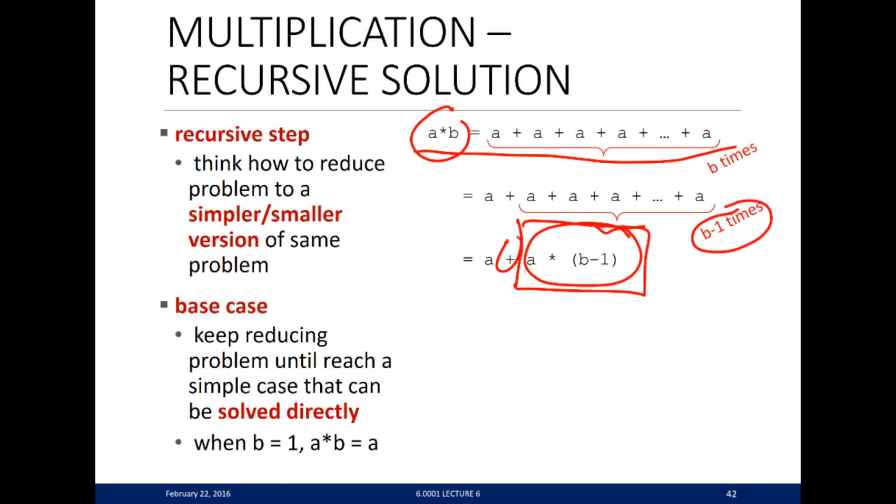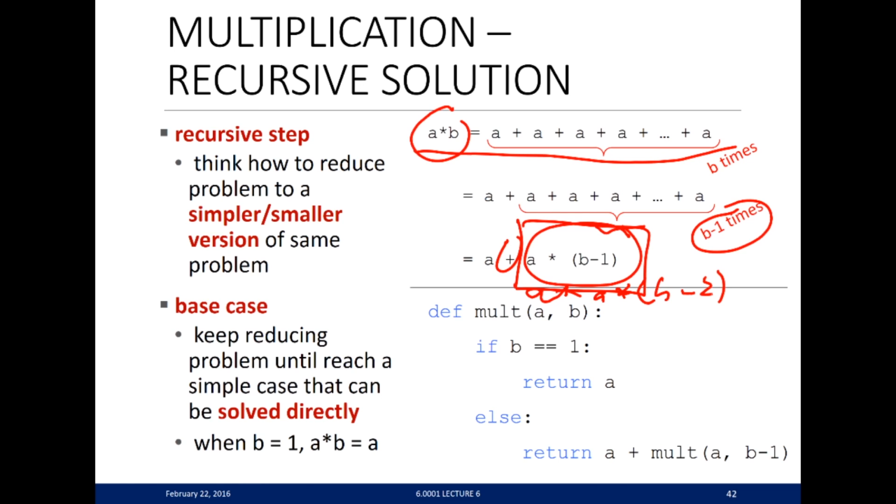Okay, what's a times b minus 1? Oh, I know how to do that. That is just a plus a times b minus 2. I could do exactly the same reduction. And I could keep unwinding this computation. I need to stop somewhere. I could keep unwinding this computation until I get down to a base case, something that I know how to do. And what's the base case? When b is equal to 1, the answer is just a. And boy, that's nice, because there's a recursive implementation of multiplication.